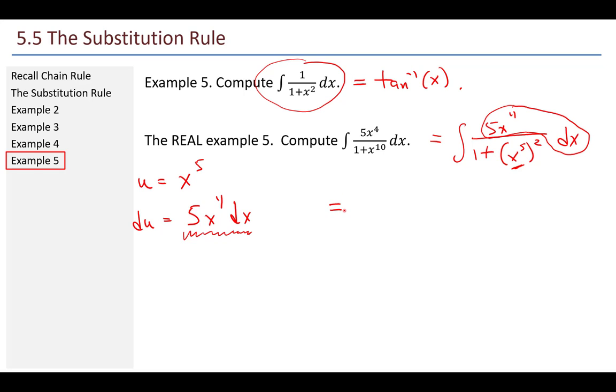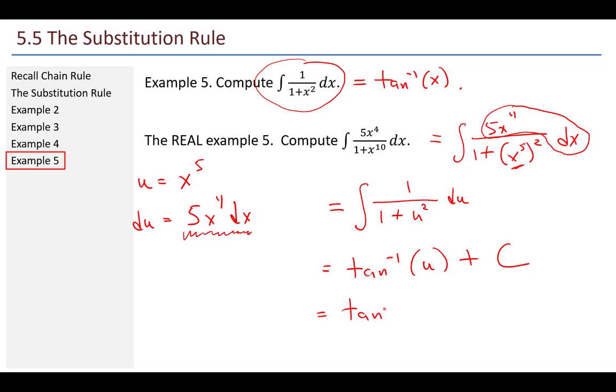So upon substitution, this whole integral becomes 1 over 1 plus u squared du, which is exactly my tan inverse. So now when I anti-differentiate, this becomes tan inverse of u plus the c, and then substituting back the x's, tan inverse of x to the 5 plus a c, and that's it.